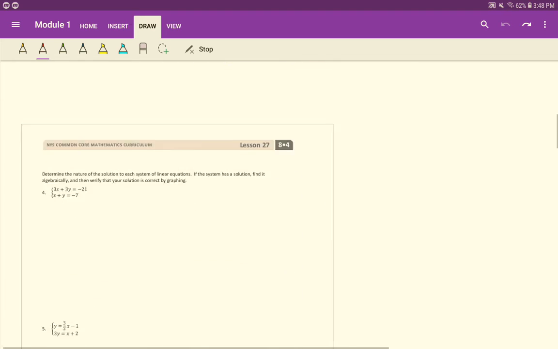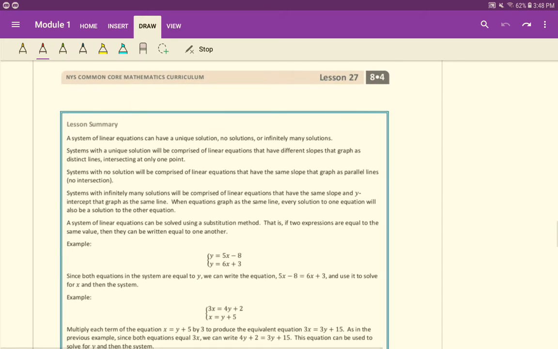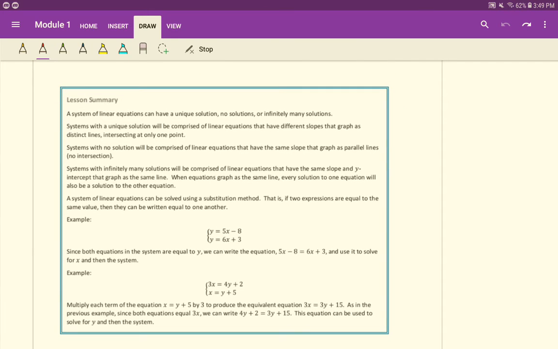We're actually going to skip down from that first page to the lesson summary, like we've been doing. To give us a clue about what we're doing here: a system of linear equations can have a unique solution, that's 1, no solutions, that'll be 0 solutions, or infinitely many solutions, so we can use the infinity symbol there to help us.